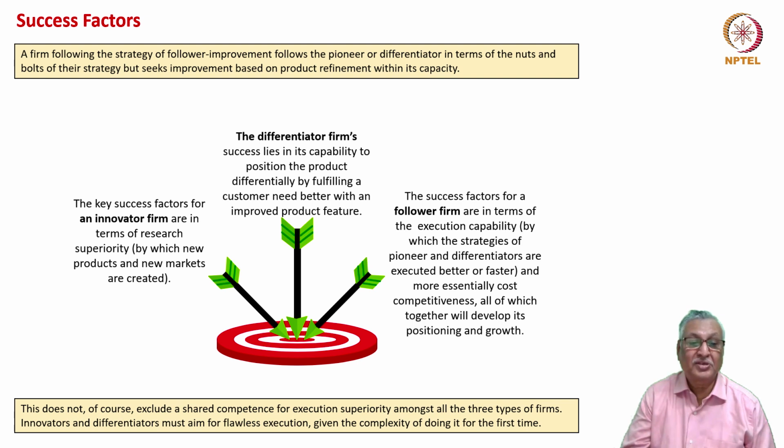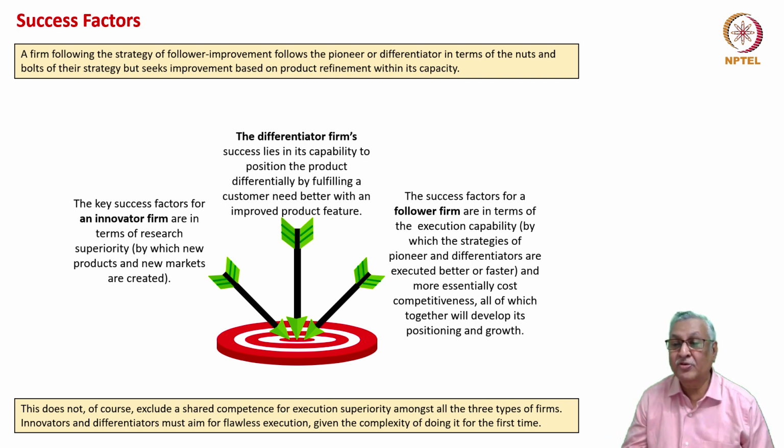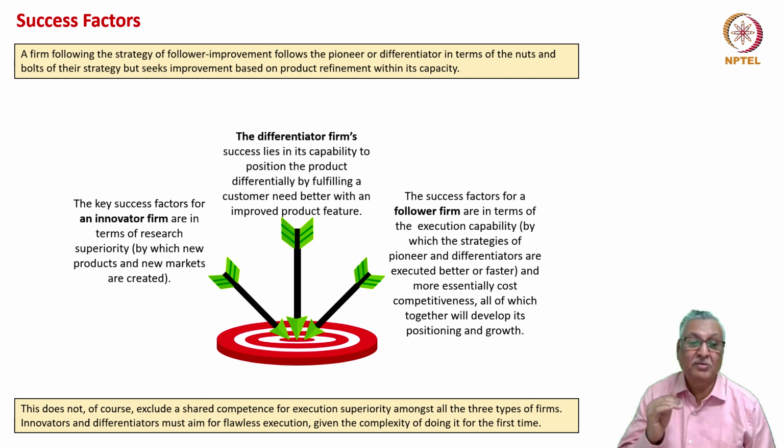For an innovator firm, as I said, it is research superiority. For the differentiator, the capability to position in the market differentially by fulfilling a customer need better with an improved product feature. And for the follower firm, execution capability. We need to have this in mind. Research capability versus enhancement capability versus execution capability. These are the 3 differentiators. These are the 3 accompanying factors for the innovators, differentiators and followers.